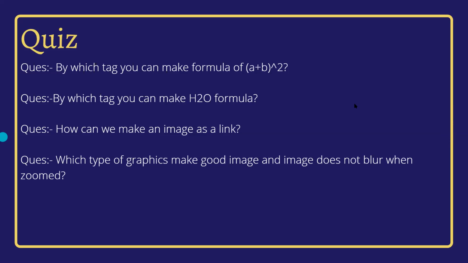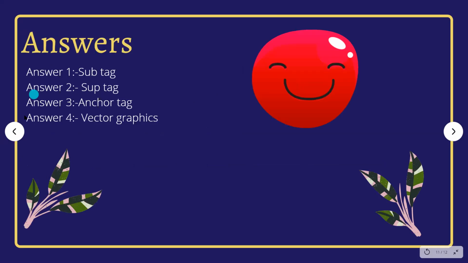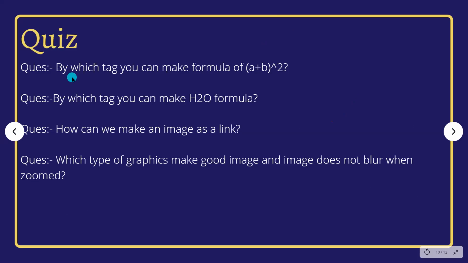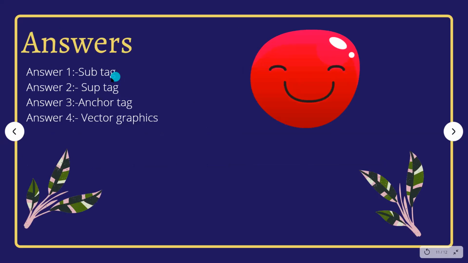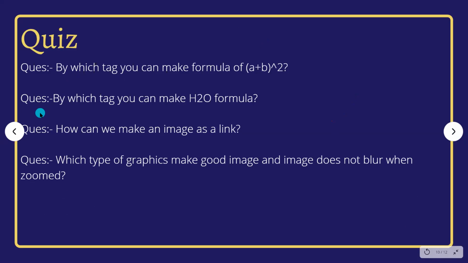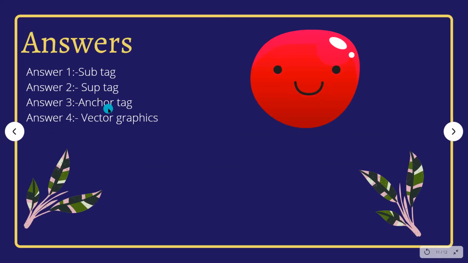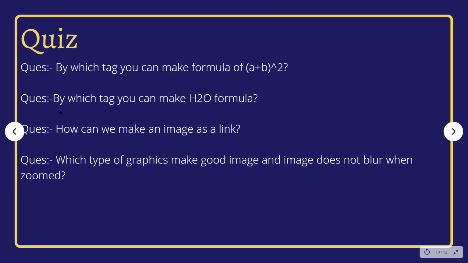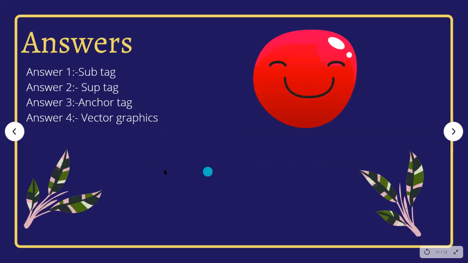So the answers are provided here. For question number 1, by which tag can you make the formula of a plus b whole square? The answer here is the sup tag. Question number 2, by which tag can you make the H2O formula? The answer here is the sub tag. And how can we make an element a link? By using the anchor tag and then embedding the image tag, we can make it a link. And which type of graphics makes good images that do not blur when zoomed? It is vector graphics.